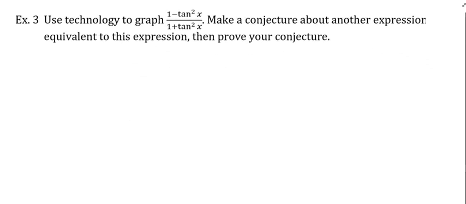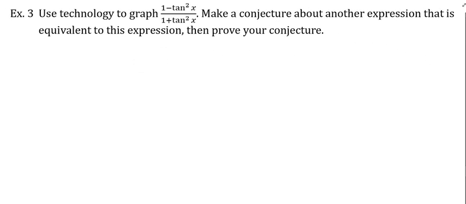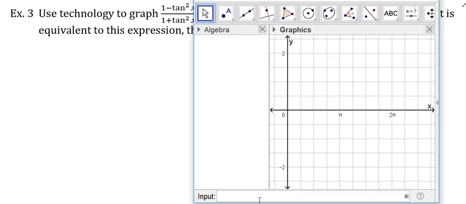And here's another one that is an interesting little idea. We won't do much of it, but use technology to graph 1 minus tan squared x over 1 plus tan squared x and make a conjecture about another expression that is equivalent to this expression, then prove your conjecture. So I'm going to graph it for us, and I want you to look at it.